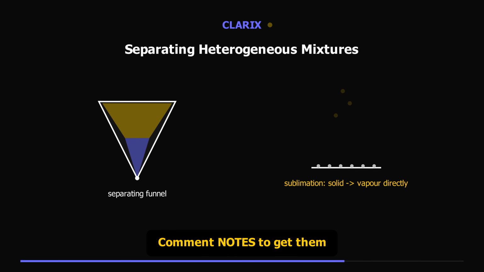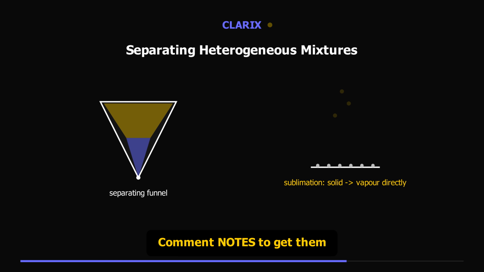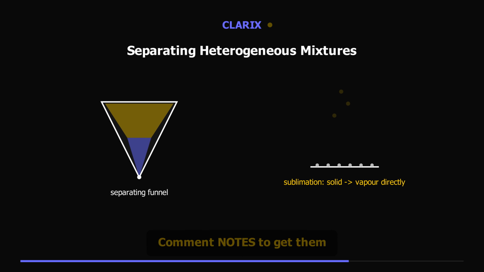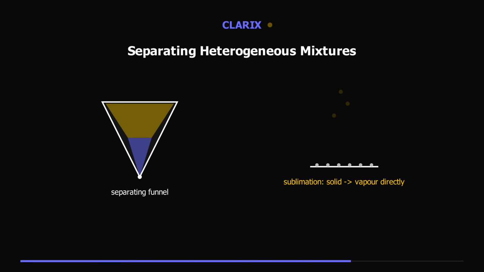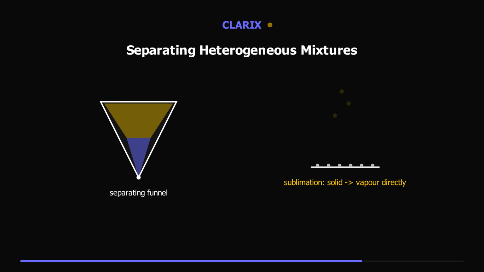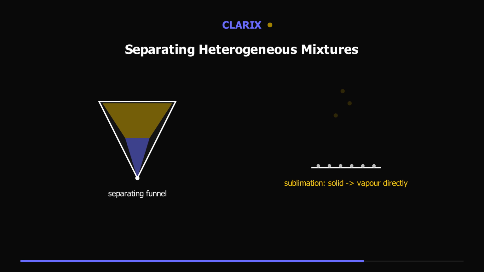Don't confuse sublimation with evaporation. Evaporation is liquid turning to vapor. Sublimation skips the liquid stage completely. Centrifugation spins a mixture rapidly so heavier particles move outward and settle. This is how blood components get separated in a lab.